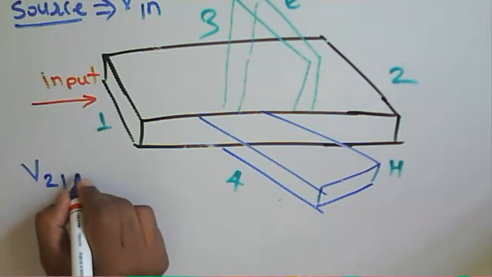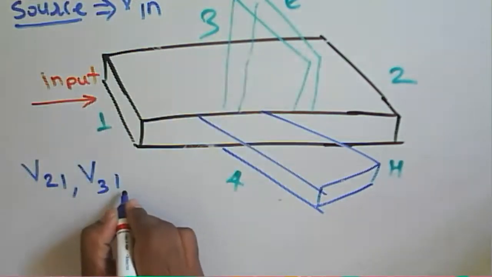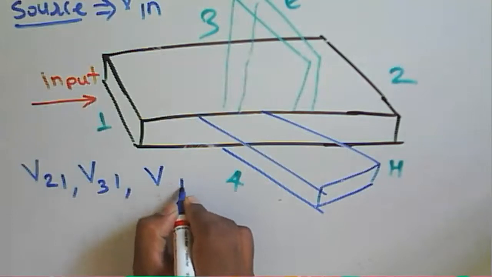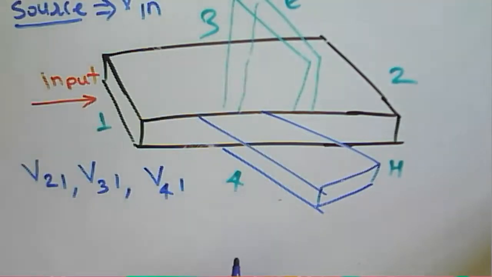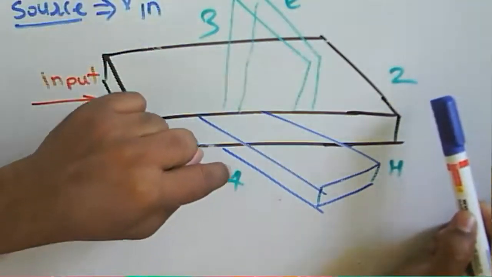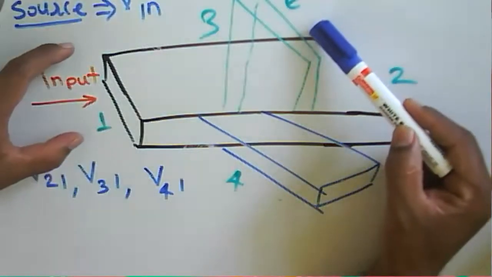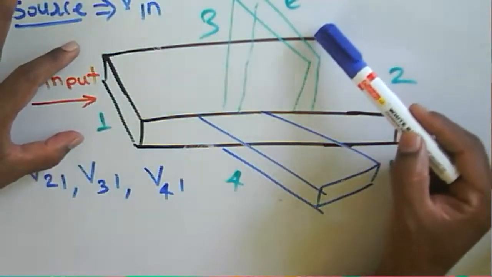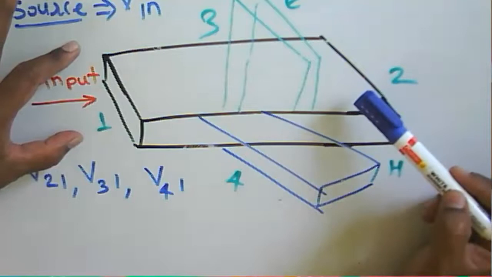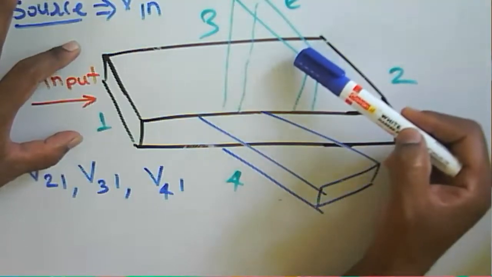Similarly, we have the input at port 1 and we measure the output at port 3. We have the input at port 1 and measure the output at port 4. To measure the output at port 2, port 3 and port 4 are match terminated. If you want to measure the output at port 3, since your input is at port 1, all other ports are to be match terminated: port 2 and port 4 are match terminated, and we measure the output at port 3.